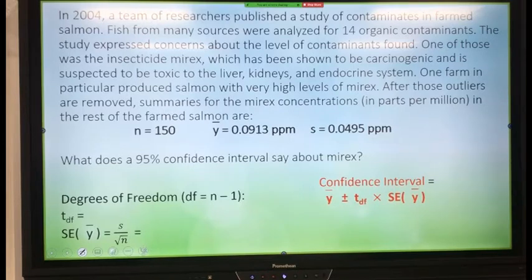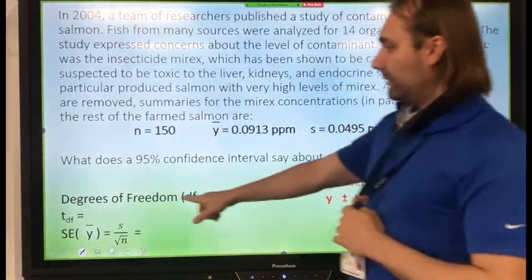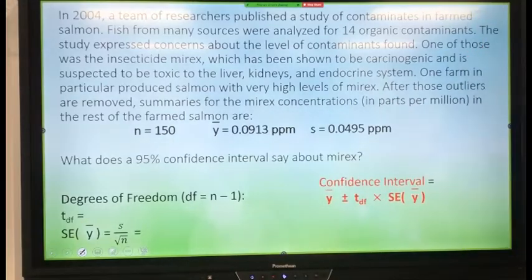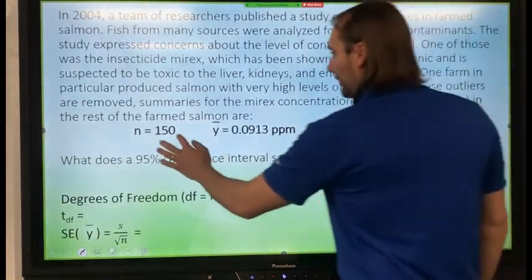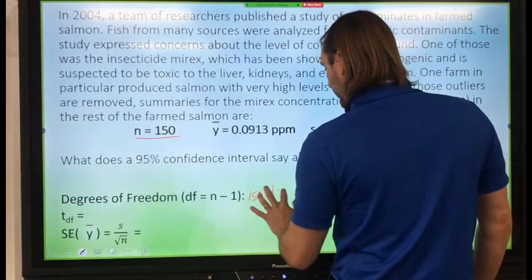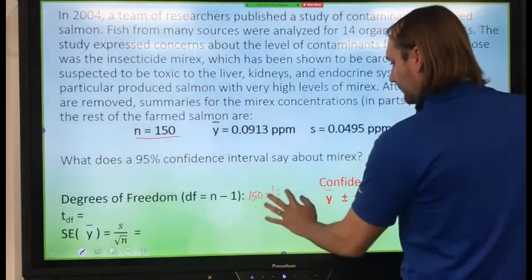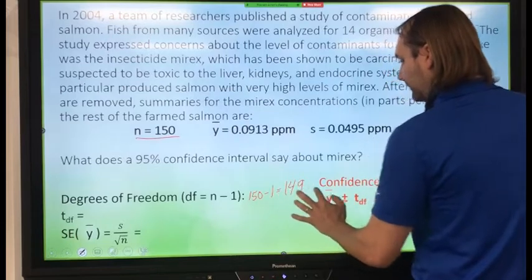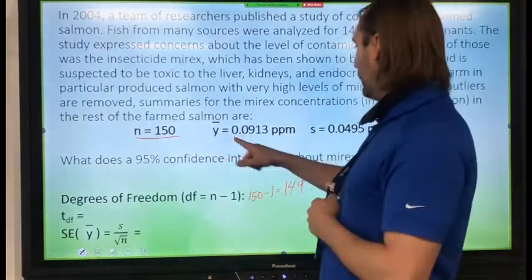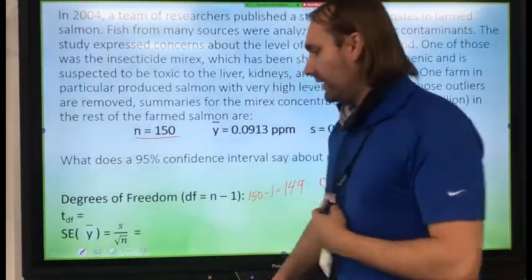So first I need to find this confidence interval. We're going to do it by hand, but yes, there is a calculator method. Your degrees of freedom, we saw this in the video, is N minus 1. So N is 150, 150 minus 1. What is my degrees of freedom? 149. I want to find my t value for 149 degrees of freedom with the confidence interval of 95.